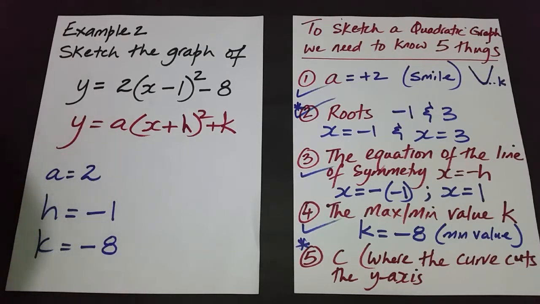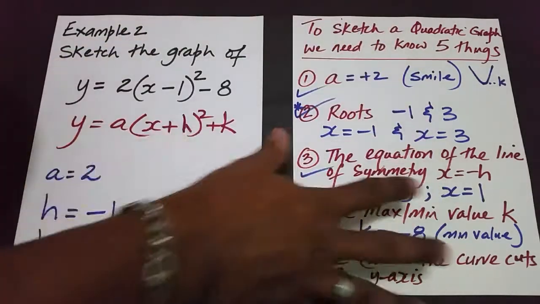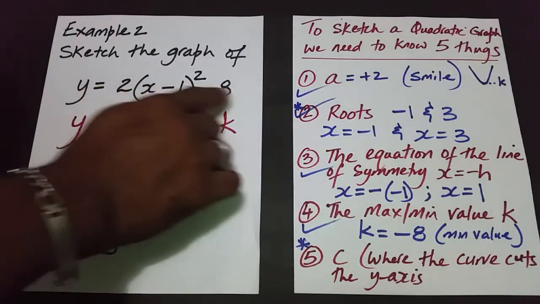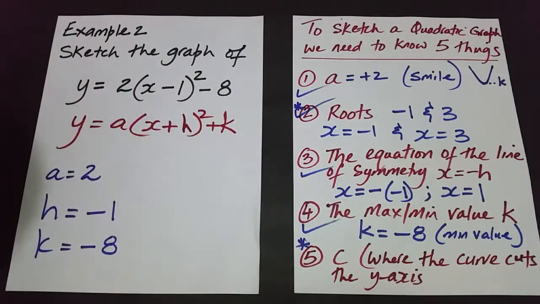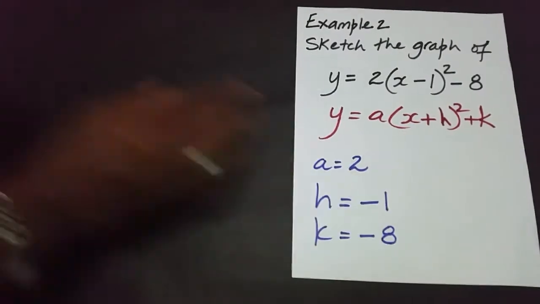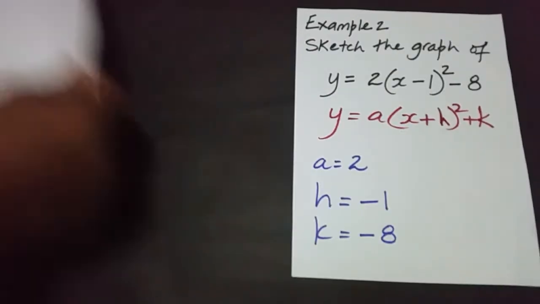Alright guys, we're back and we have one other thing that we need to find to get all our 5 things in place to be able to sketch the quadratic graph given the equation here, which is in completed square form. And that thing that we have to find that is left is the value of c. So we're going to get straight into it, and I'm going to show you 2 methods. There are actually several methods, but I'm going to be focusing on 2.